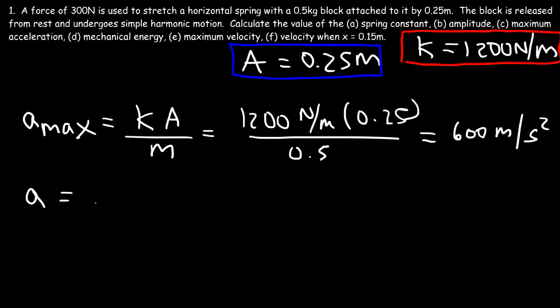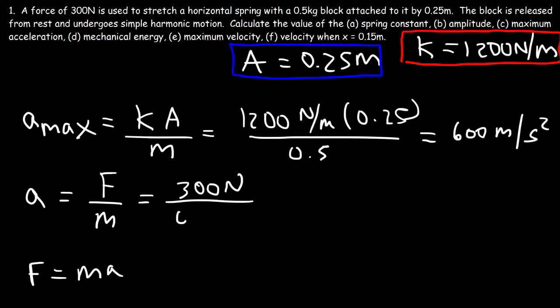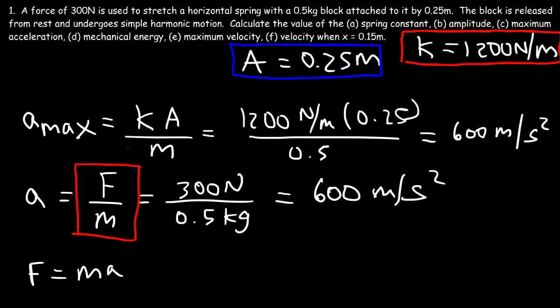Now, Newton's second law states that the net force is mass times acceleration. So you can also find the maximum acceleration by taking the force applied and dividing by the mass of the system. So the force applied was 300 newtons, and the mass is 0.5 kilograms. So 300 divided by 0.5 will also give you an acceleration of 600 meters per second squared. So if you have the force and mass, you could find the acceleration, or if you have the spring constant, the amplitude, and the mass, you can also find it as well.